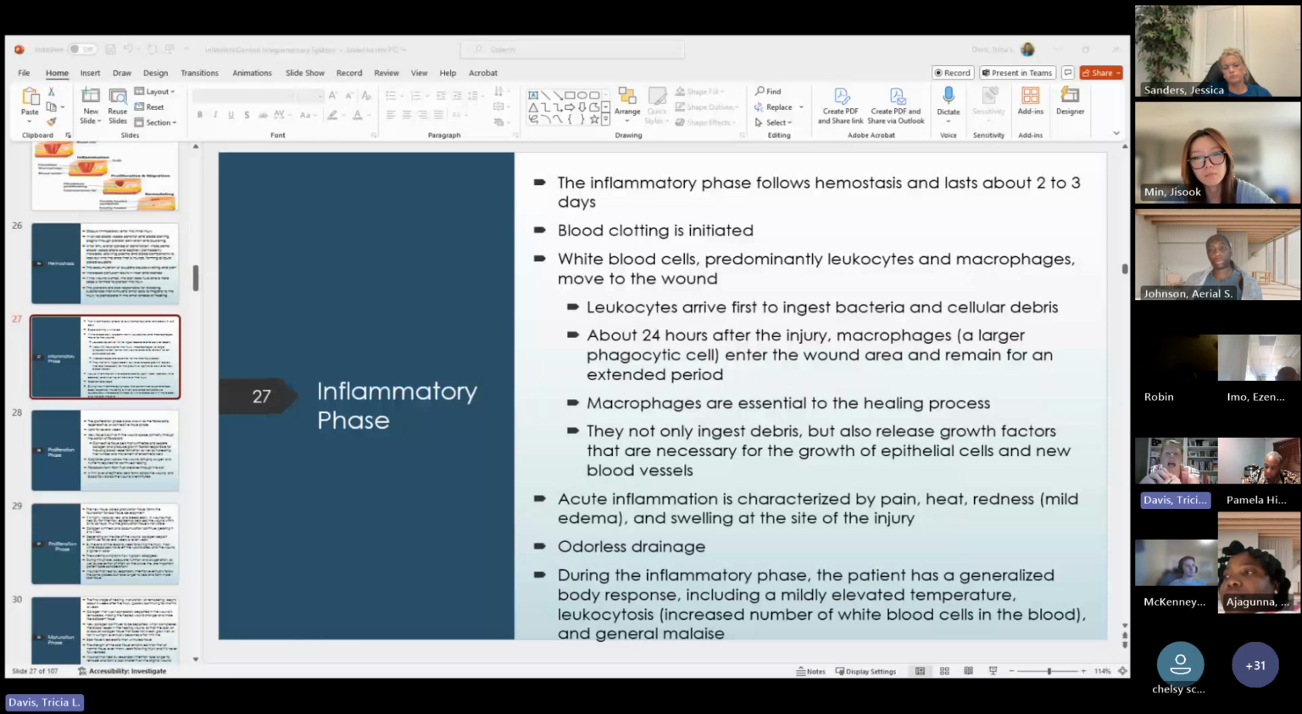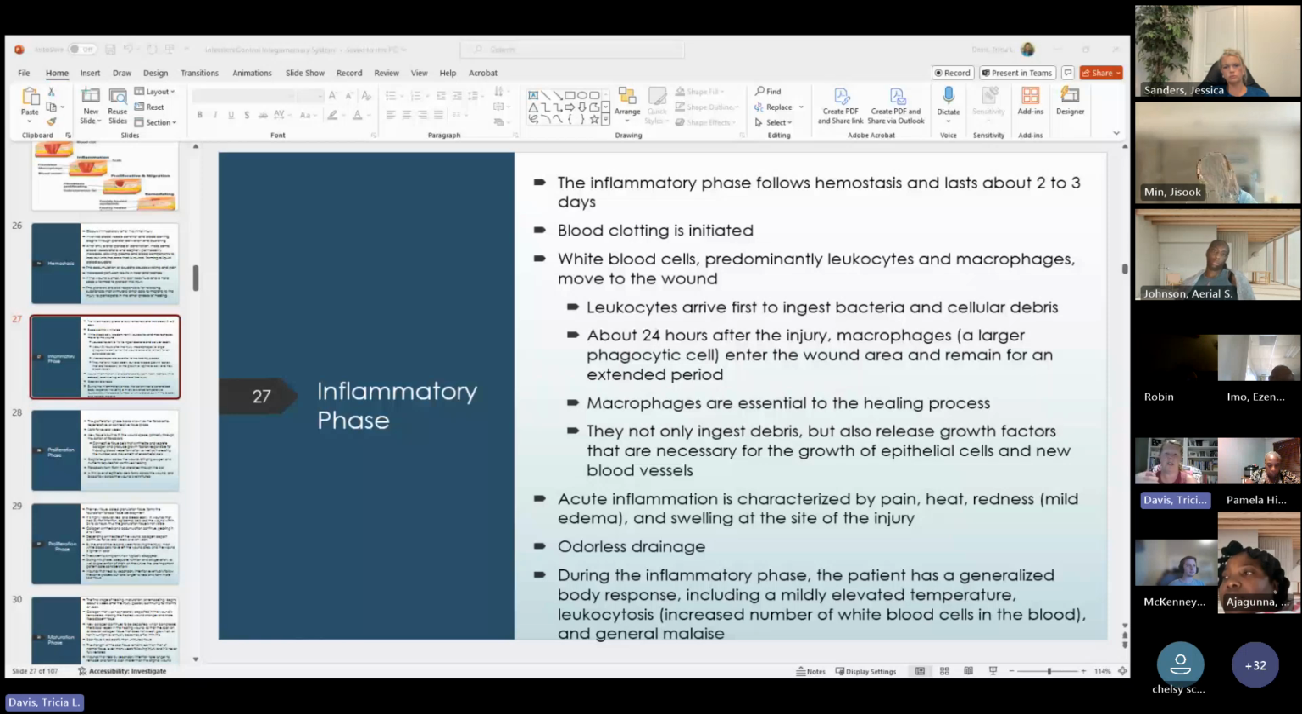Usually about 24 hours after the injury, the macrophages, which are very much like those other phagocytic cells but they're the really large ones, are then going to go after the leukocytes. They're going to go to that wound and sit there for longer and do the same thing, gobble up all that bacteria and the debris.